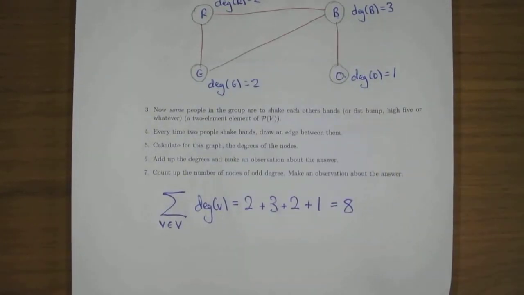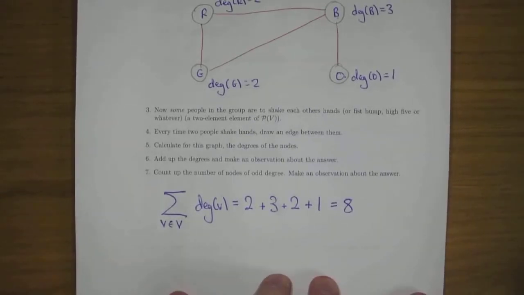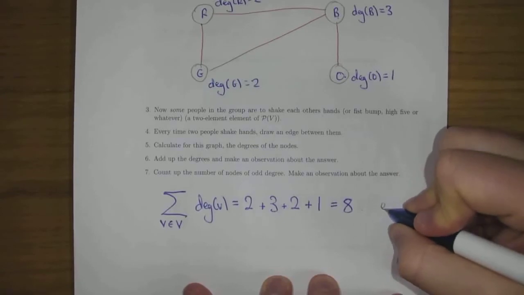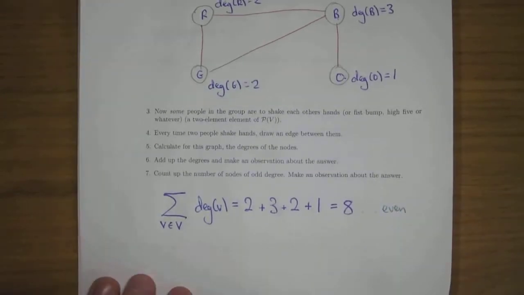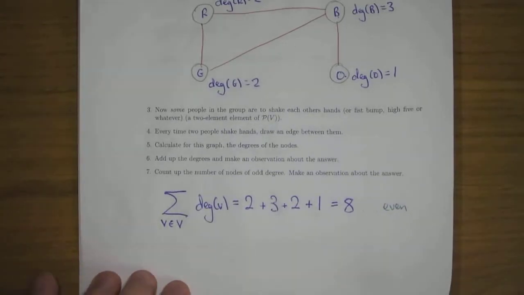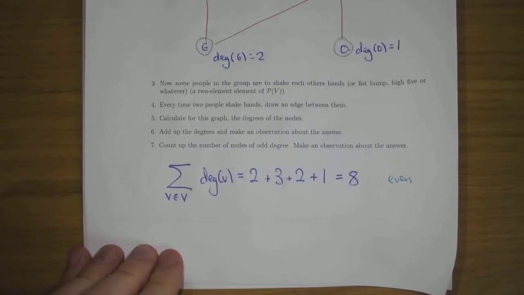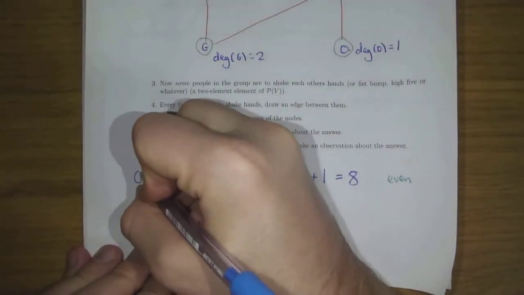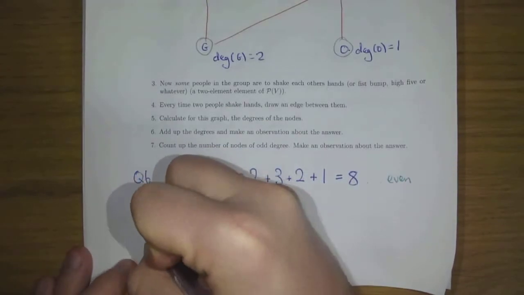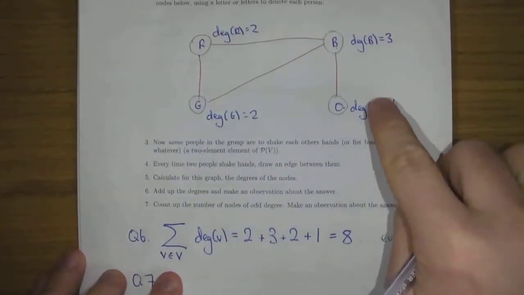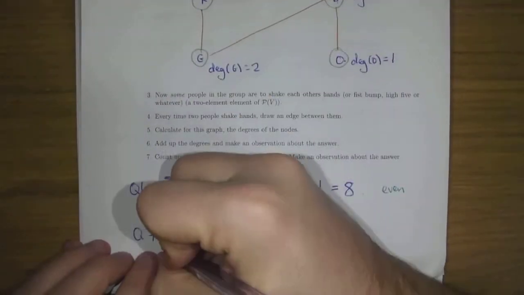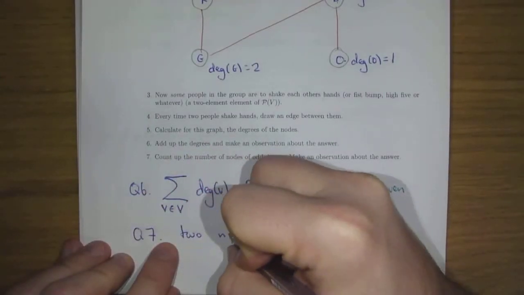And the idea is to make some observation. The only thing that everyone in the class, if they did it, would see is that this is even. So if you add up the degrees, you get an even number. Now we might explain why that's always the case on the next page. And then the next thing is count up the number of nodes of odd degree. So this is part 6 and part 7. How many nodes of odd degree? There's 2. 2 nodes of odd degree.